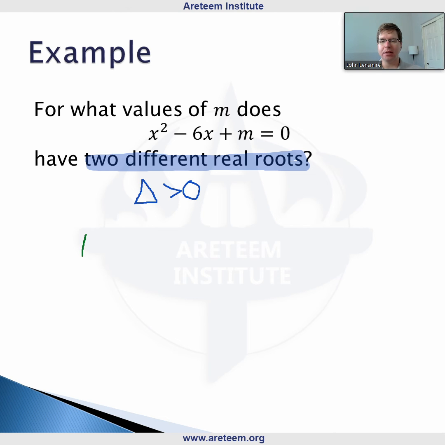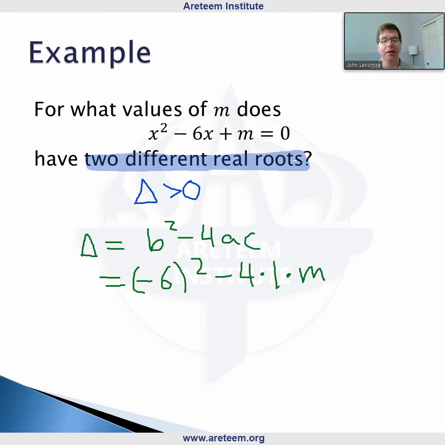So, do we know what delta is? Delta is b squared minus 4ac. Let me just write this out here. b squared is negative 6 squared, minus 4 times a, which is 1, times c, which is m. So our delta becomes 36 minus 4m in this case.